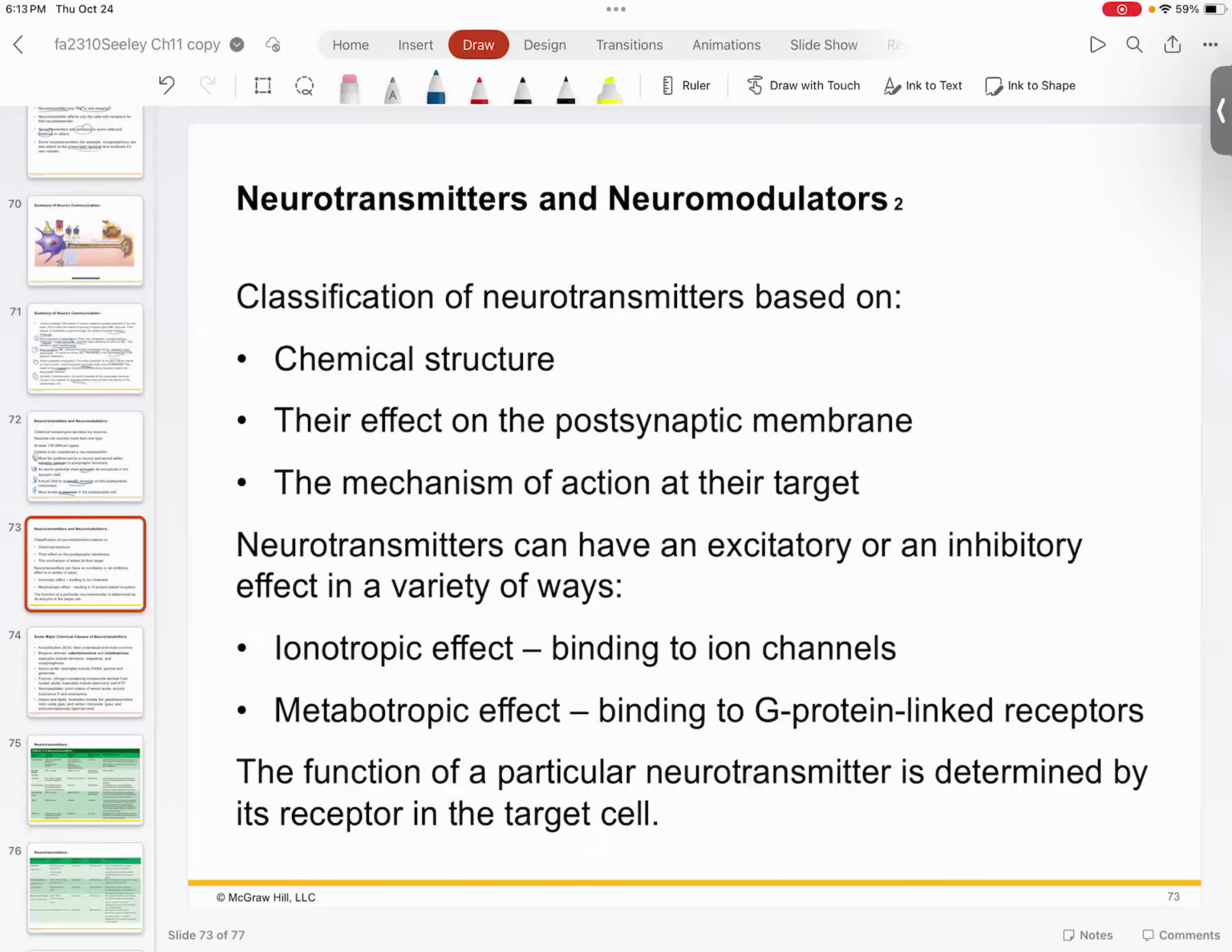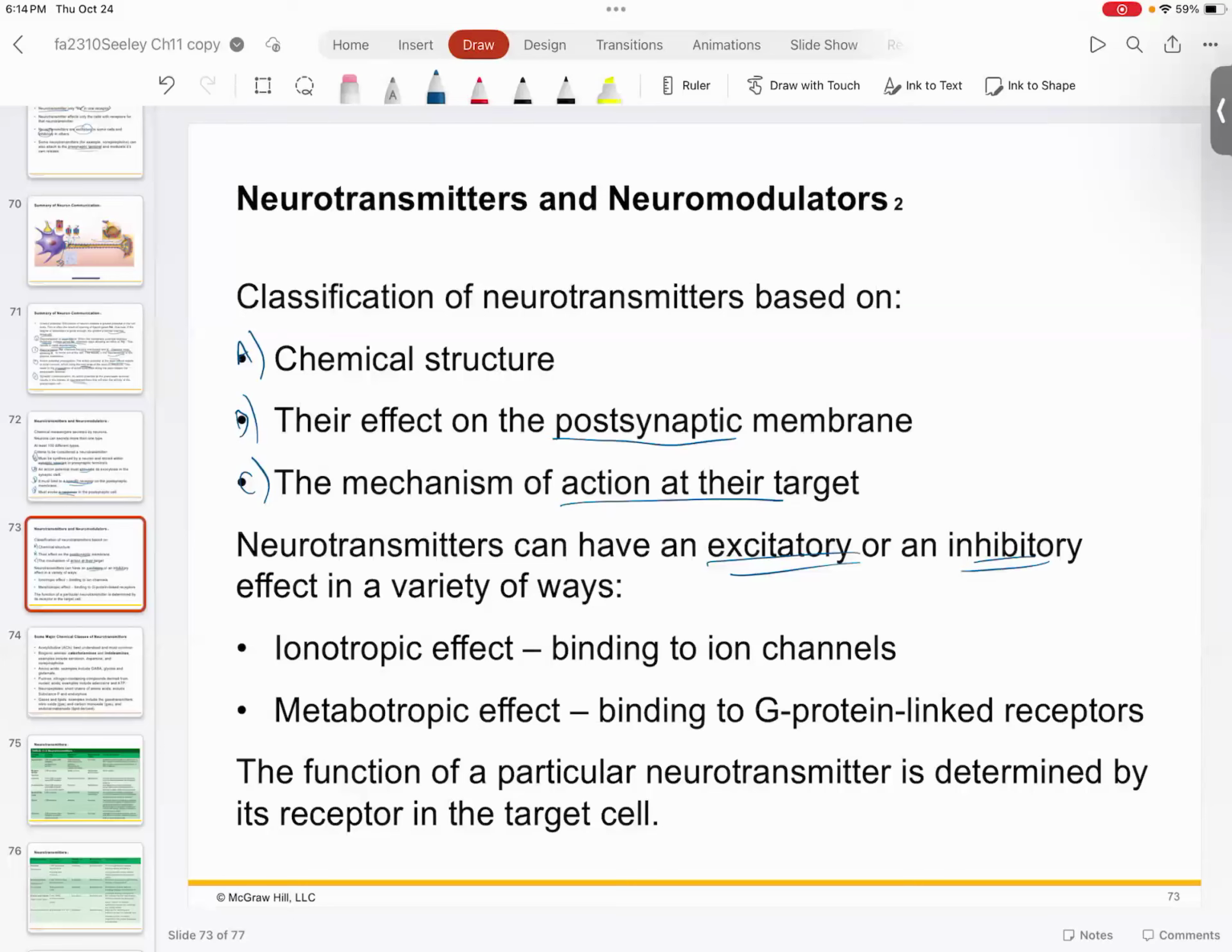Now, when you classify your neurotransmitters, you can classify them in a couple of ways. First of all, you can classify them by chemical structure. That's one way. You can classify them by their effects on postsynaptic membranes, like excitatory or inhibitory. That's another way. Or by the mechanism of how they act. But generally speaking, neurotransmitters are typically excitatory or inhibitory.